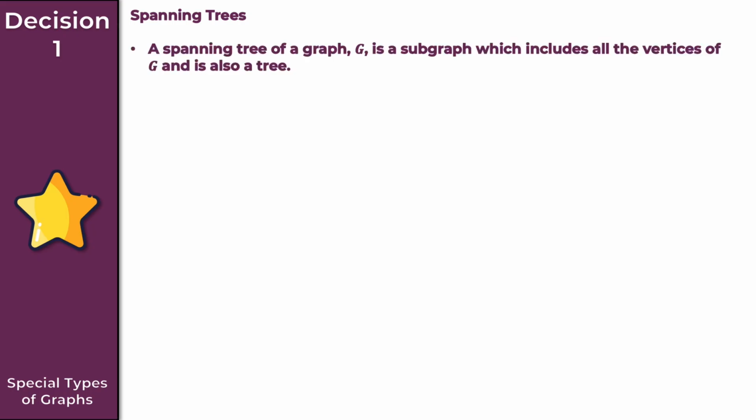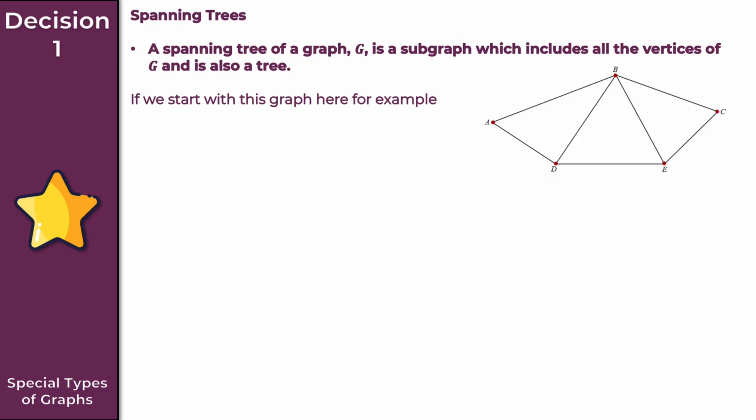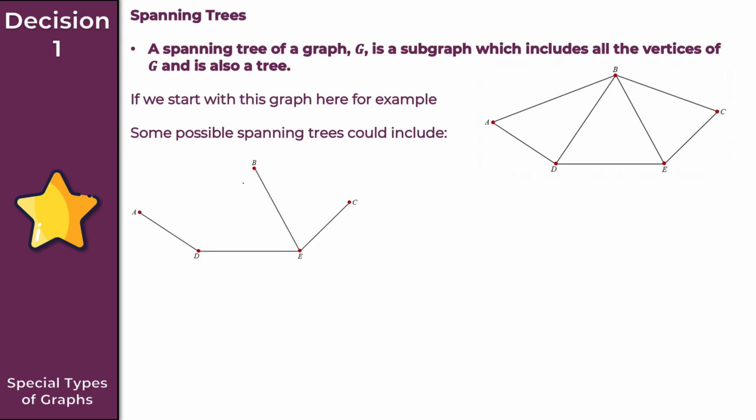So moving on to the next type here where we have spanning trees. So a spanning tree of a graph, let's just say G here, is a subgraph which includes all the vertices of G and is also a tree. And if we just start with this graph here, for example, then some possible spanning trees could include the following. So this here is an example of a spanning tree, as well as this graph here. And for some graphs, there could be many different spanning trees.